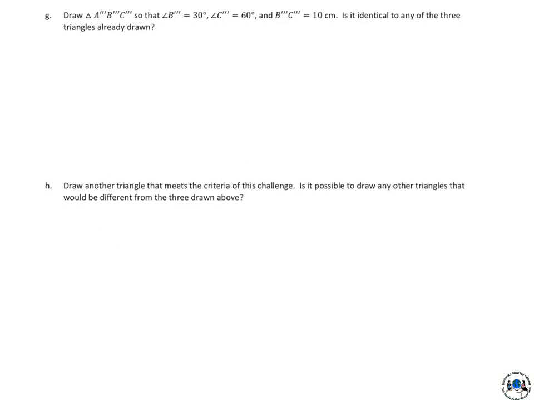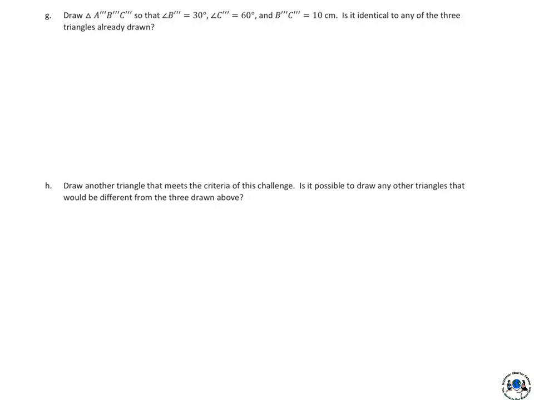Okay, so we've already talked about F, which asked, are the three drawn triangles identical? And we know they're not. They're not because, while the angle measurements stayed the same, it was always 30 for A, 60 for B, and then 90 for C, the sides changed. They just all shared that 10 centimeter length in each subsequent triangle.